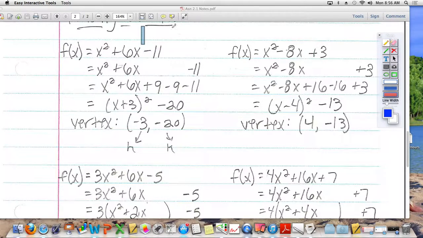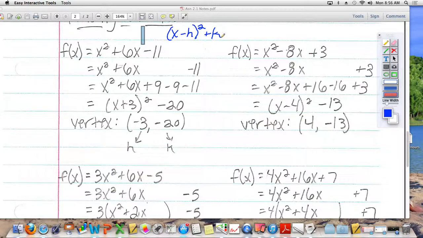To do this, remember how we need our equation sheet. We need our equation to look like this: x minus some h value squared. Then we have to have something written at the end. Well, right now, we don't have some quantity squared, some value in parentheses squared. We have an x squared, but we don't have some x minus h value squared. So what we're going to do is make that happen. So we have x squared plus 6x. We move the minus 11 over.